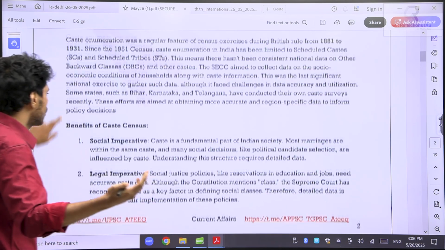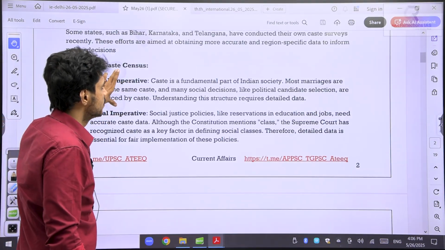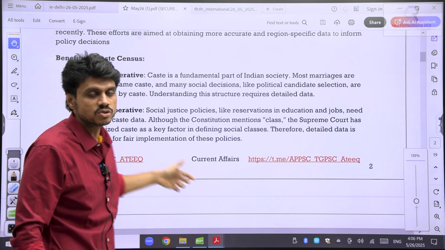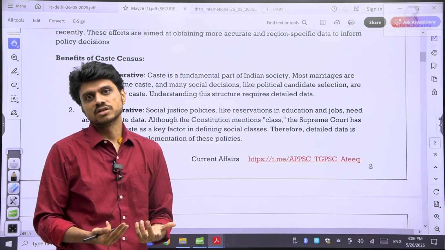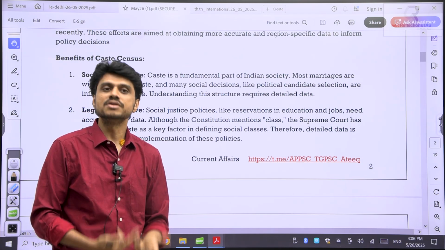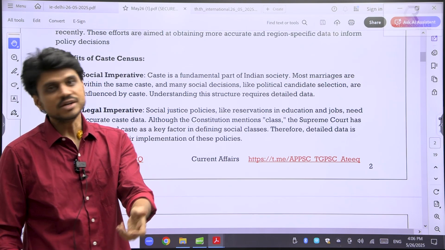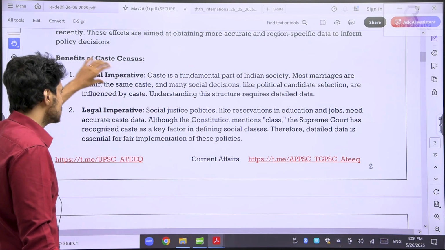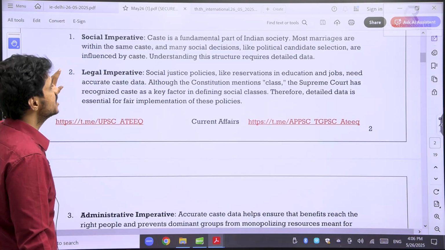So what are the points we will talk about? Benefits of the caste census. This is a social imperative, meaning socially it is necessary. That's what I was trying to say. We are driven by these caste factors. In India, caste is deeply entrenched, so you cannot completely do away with the caste. So why not have its proper data? So this is a social need for us to have the data, to have the information, and a legal imperative.